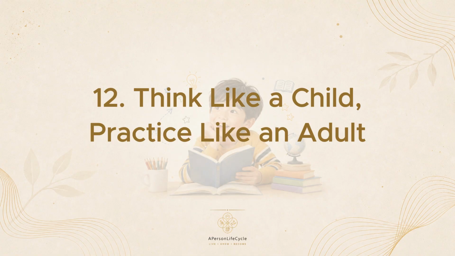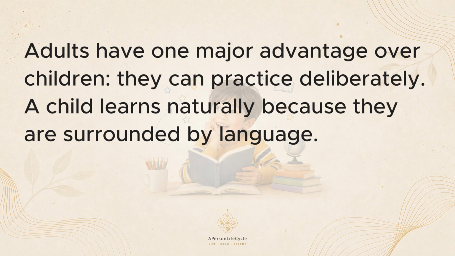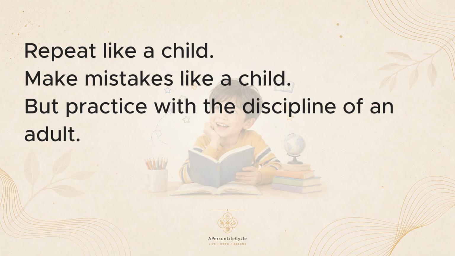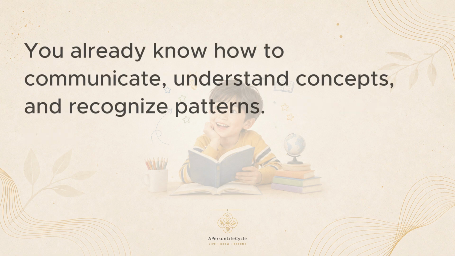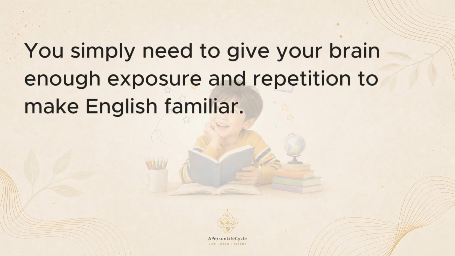12. Think like a child, practice like an adult. Adults have one major advantage over children. They can practice deliberately. A child learns naturally because they are surrounded by language. An adult can recreate that process intentionally. Listen like a child. Imitate like a child. Repeat like a child. Make mistakes like a child. But practice with the discipline of an adult. You already know how to communicate, understand concepts, and recognize patterns. You simply need to give your brain enough exposure and repetition to make English familiar.